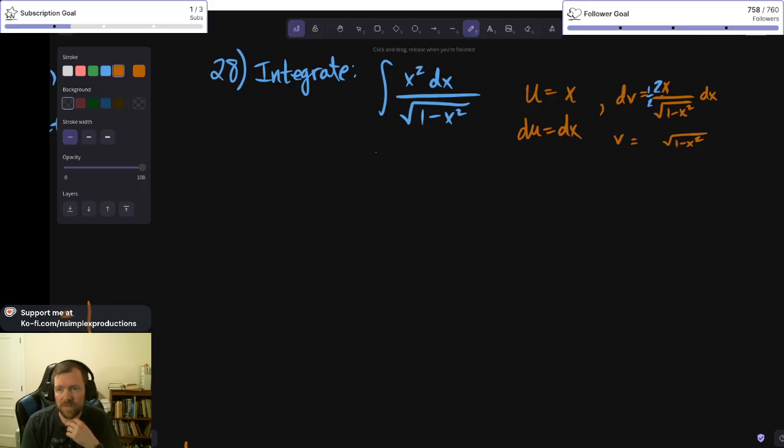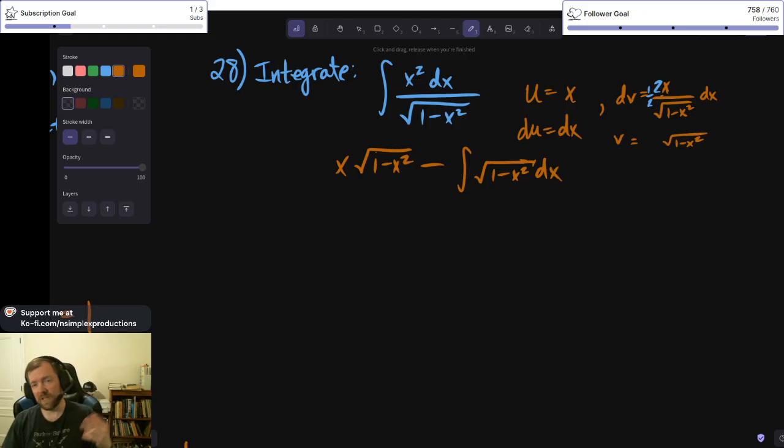Okay, so uv minus integral v du. Creates a slightly different problem.